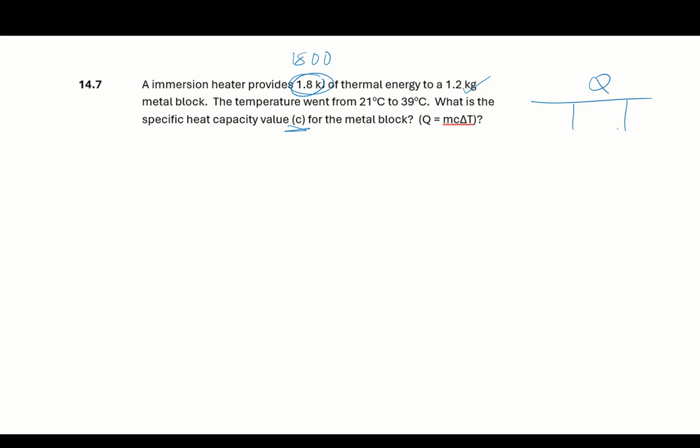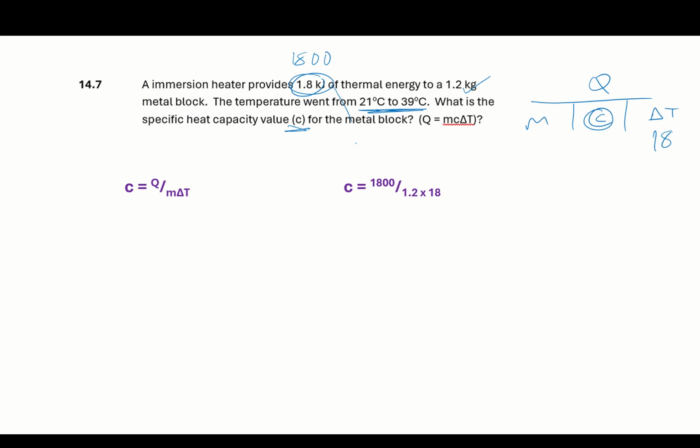So Q equals MC delta T, so we want to work out C. And then we've just got to put all of the values in. We're going to get a mark for working out the energy difference. So delta T, 31 take away 21 is 18. And then we've got to rearrange it. So C equals Q divided by the mass times delta T.